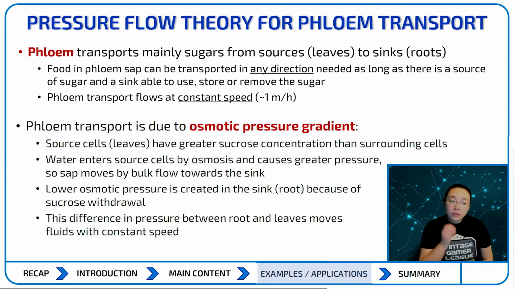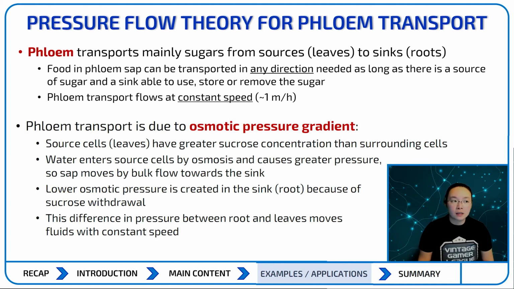Based on the osmotic pressure gradient, you should understand how it's created. So number one, your source cells or leaves are going to have a lot of sucrose concentration because of photosynthesis. It's going to develop and create sugars. Water is going to enter your source cells or your leaves through osmosis because of your higher solute concentration. This causes a lot more pressure, and so then your sap is going to flow out because of that extra pressure.